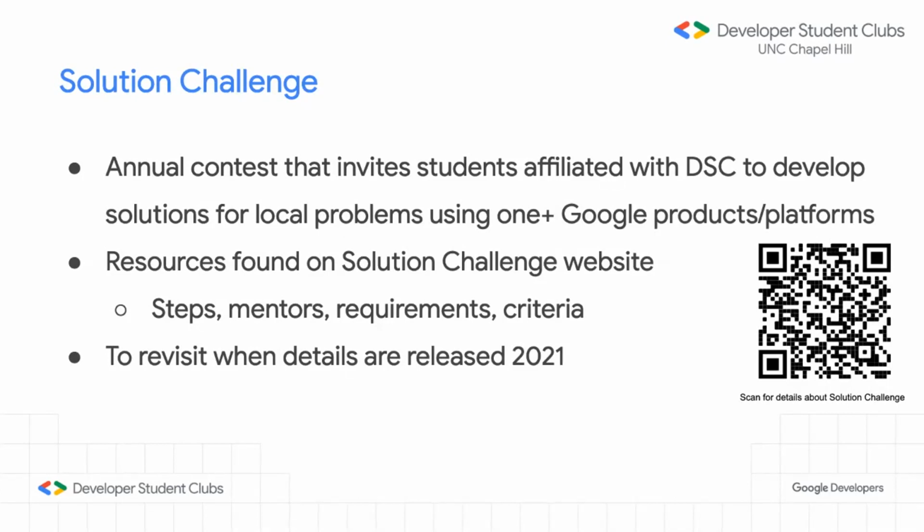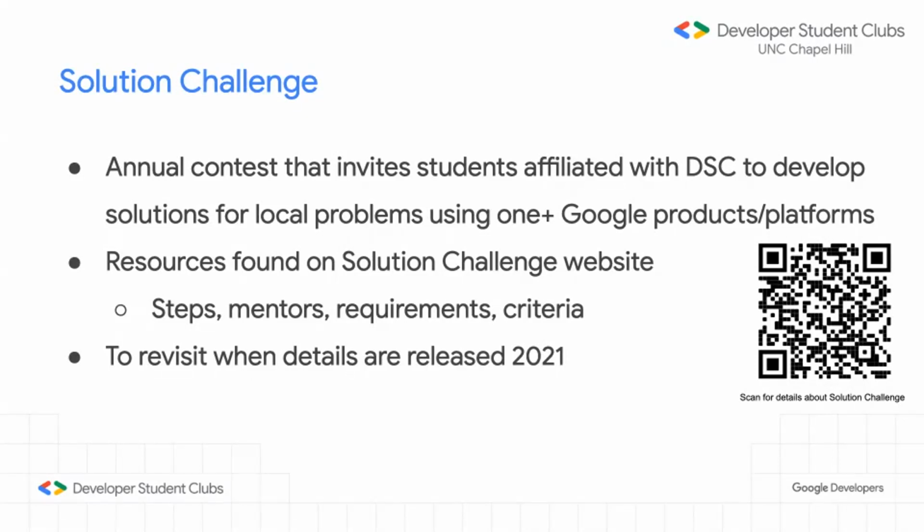But the way it works is students from DSCs can form teams up to 4 members. They can identify a problem in their community. It could be at their school, in their local city or county or state, or it could be a national problem. But it's encouraged to choose a local problem because sometimes students are more passionate about solving problems that are in their community that affect them or other people. So this could be a problem with a nonprofit. It could be a problem with your school. It could be a problem that a business has. It really doesn't matter. And then you have to solve that problem using at least one Google platform or technology.